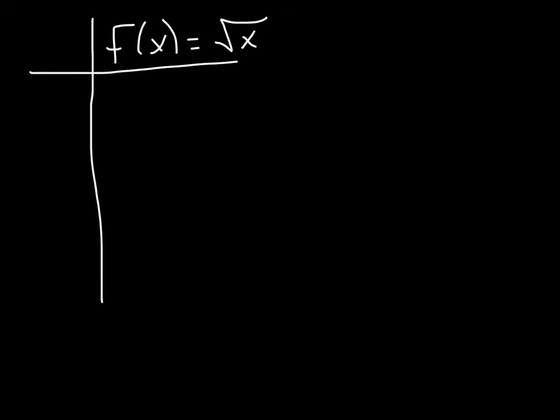And so similarly, we'll do our table of values. If I plug in 0, square root of 0 is 0. Plug in 1, I get 1. And for the sake of graphability, I'm going to plug in perfect squares. So if I plugged in 4, I'd get 2. If I plugged in 9, I'd get 3. 16, I'd get 4, and so on.